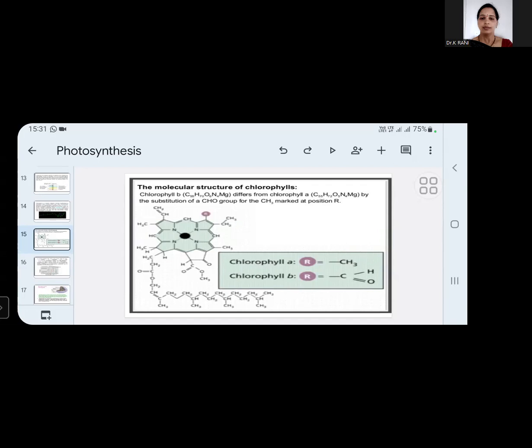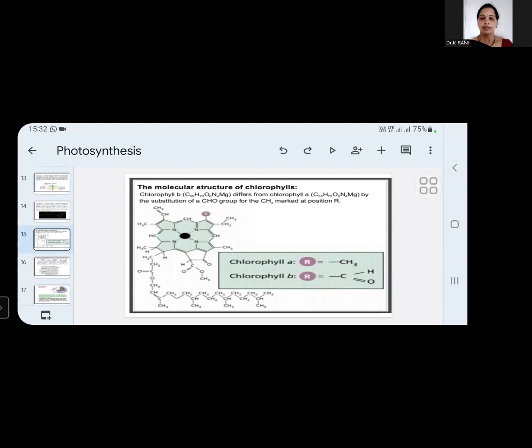Chlorophyll A is which color? It is blue-green in color. Chlorophyll B is yellow-green. Chlorophyll C is present in the Bacillariophyceae. Chlorophyll E is present in the Phaeophyceae. Chlorophyll D is present in the Rhodophyceae algae. In addition, there are bacteriochlorophyll A, bacteriochlorophyll B, and bacterial chlorophyll 650 and 660. So these 9 pigments are involved in photosynthesis.